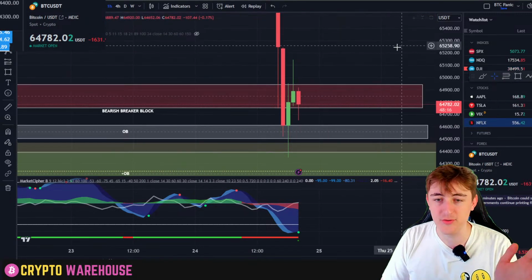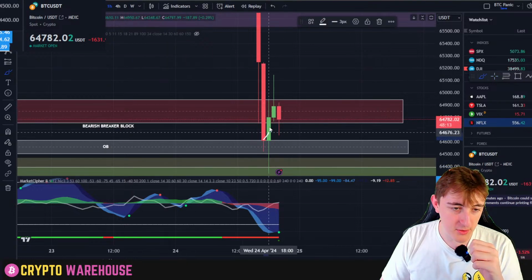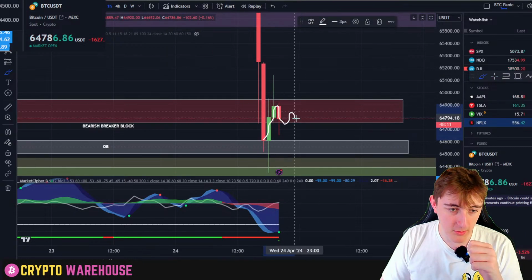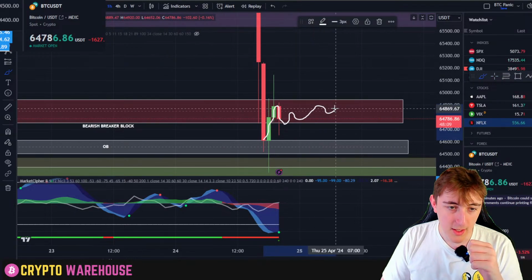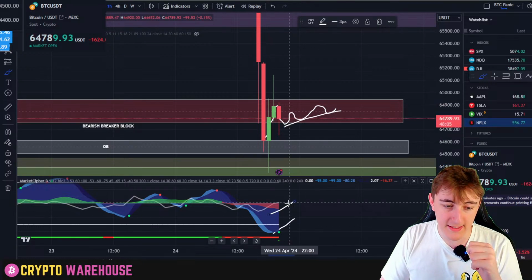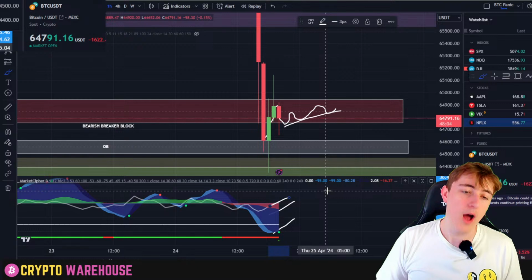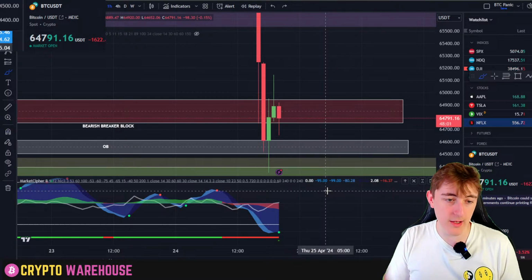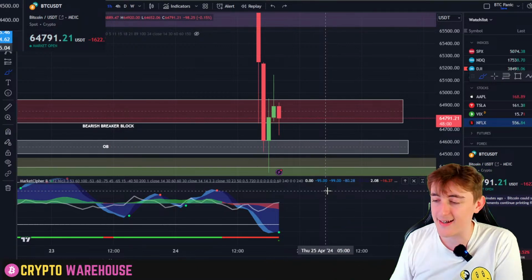Okay, I'll just draw it, it'll be easier. So we might do something like this. We could bounce here, kind of stay in between here, maybe come up a bit. It is a general upwards movement, so this will continue to go. These things will continue to go upwards for market cipher, if the price continues to go upwards, like I'm trying to say.